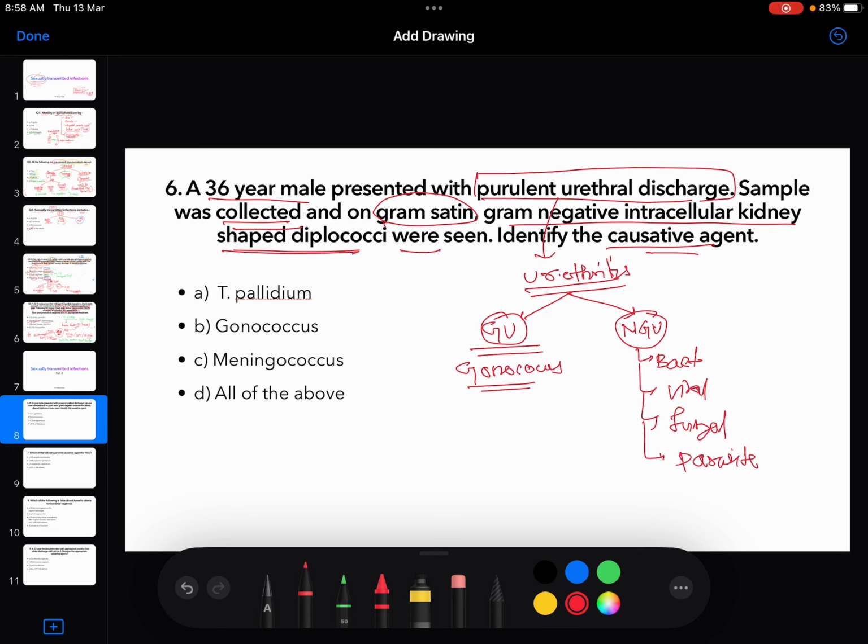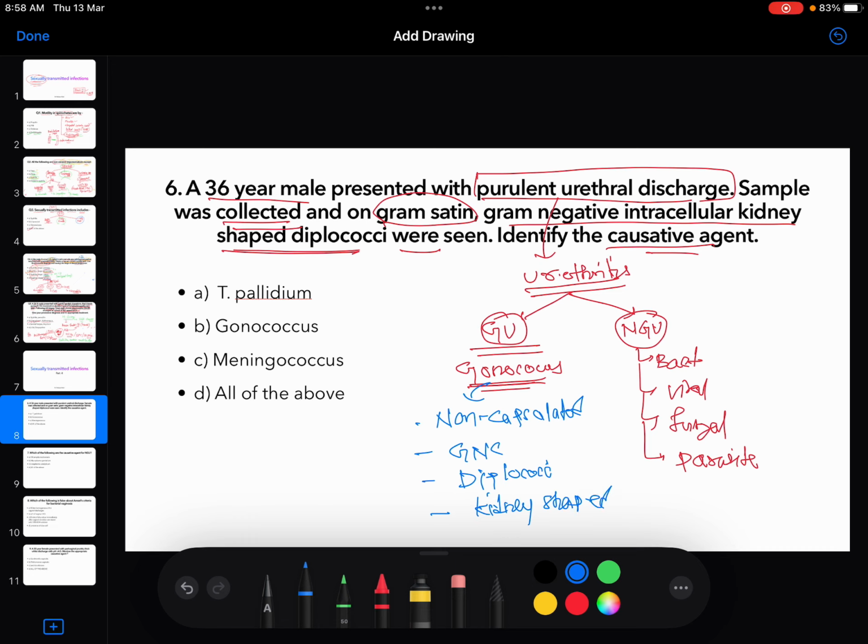In gonococcal urethritis, the causative agent is the gonococcus. Gonococcus is a non-capsulated, gram-negative coccus. Generally they are diplococci, which are kidney-shaped. The gonococcus affects both male and female.